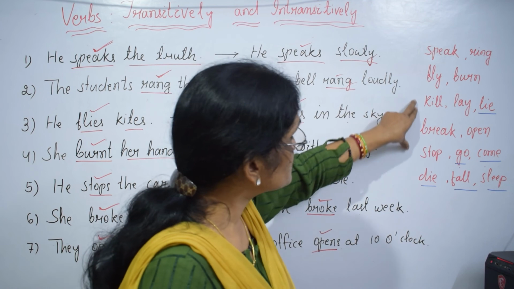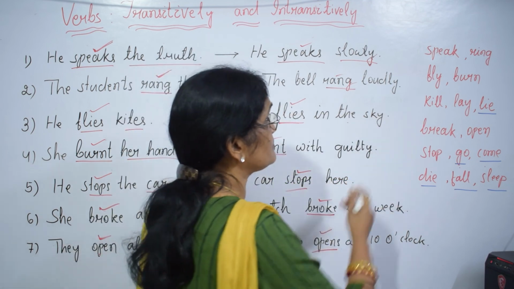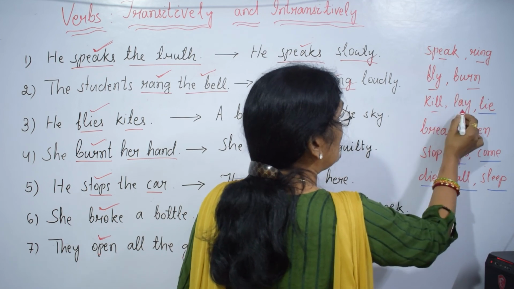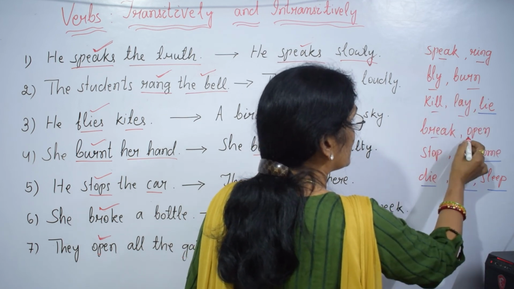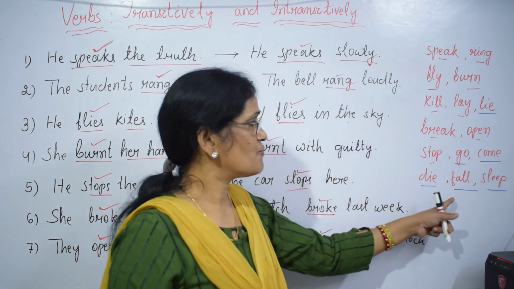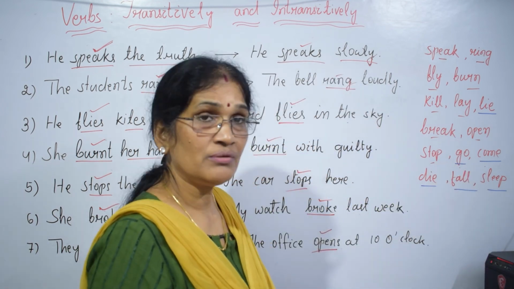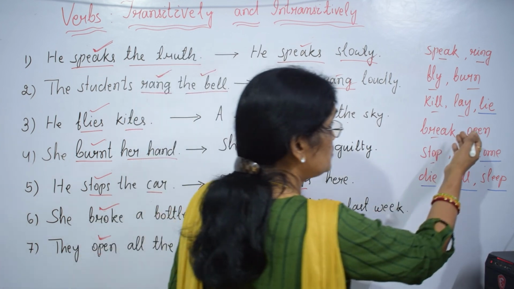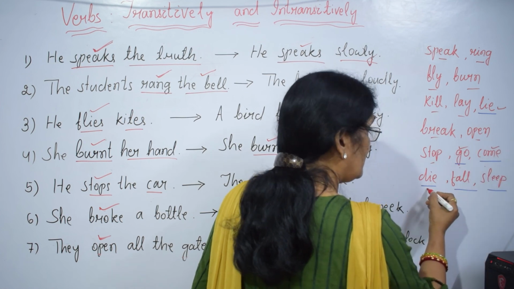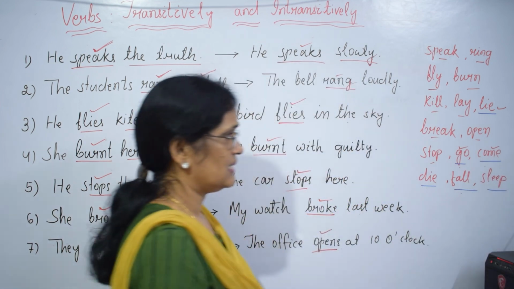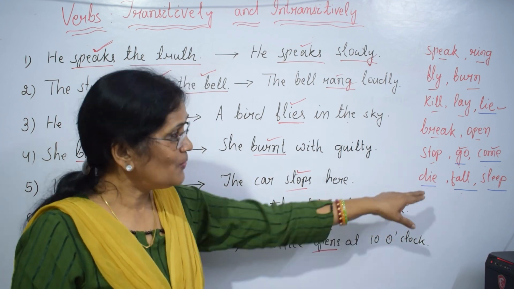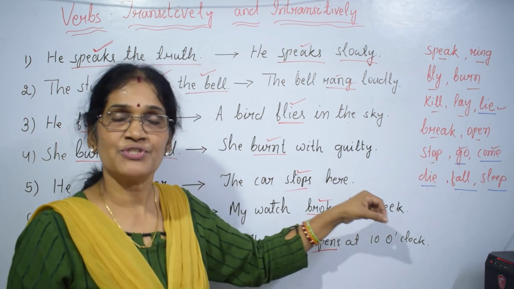Here is the list of some action words: speak, ring, fly, warn, kill, lay, lie, break, open, stop, go, come, die, fall, sleep. More action words are there. Out of those, lie, go, come, die, fall, sleep are always used intransitively.